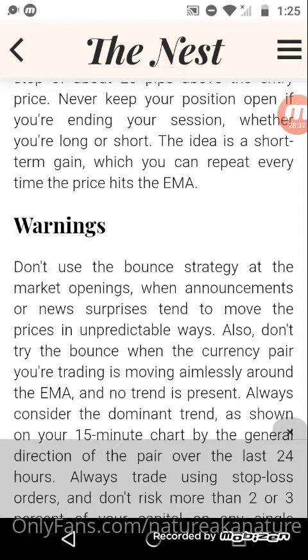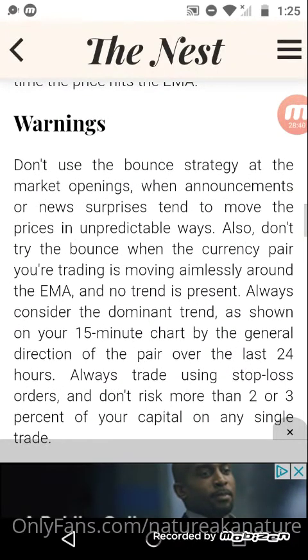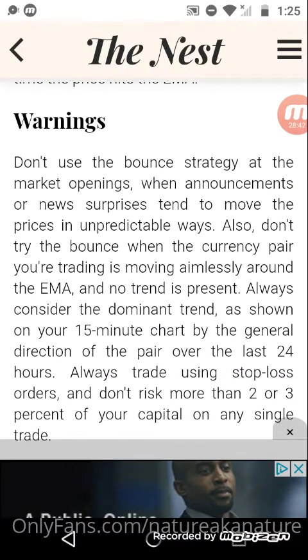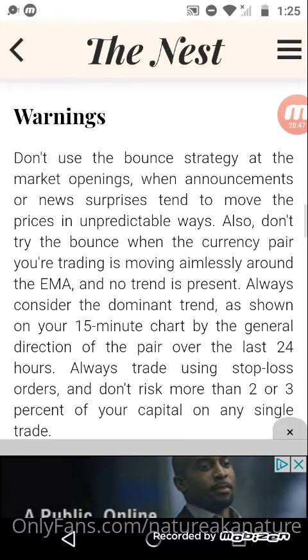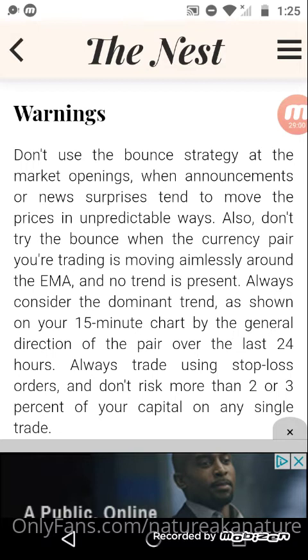Also look at the 15-minute chart, because the 15-minute chart generally shows the direction of a pair over the last 24 hours. Okay, because 24 hours is a day. Looking at the chart in 15-minute increments shows you what's going on over the last 24 hours. So always trade using stop loss orders, sell orders, buy orders, and don't risk more than 2 or 3% of your capital on any single trade. Do not overrisk your account on any of these trades. That's the fast way you can lose your money.